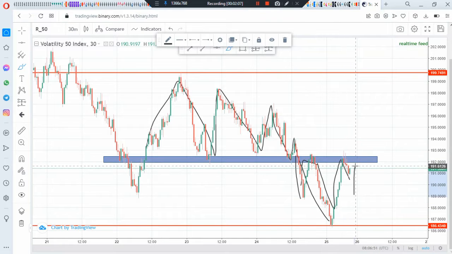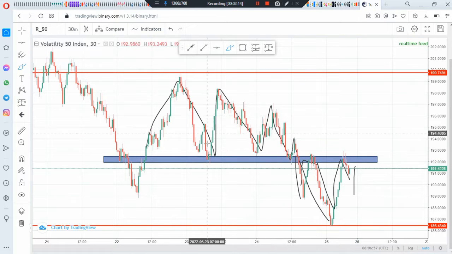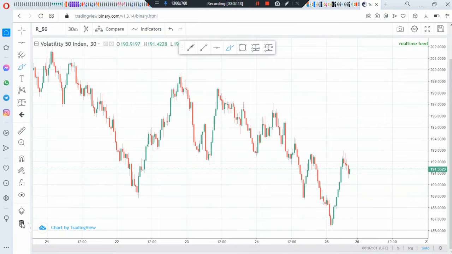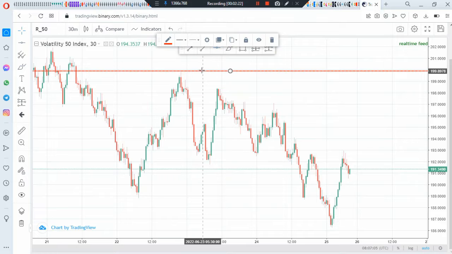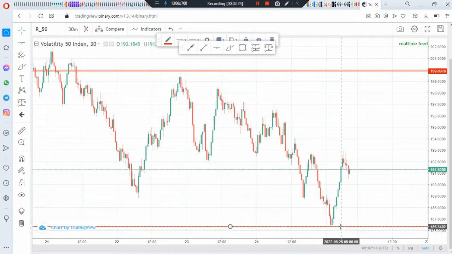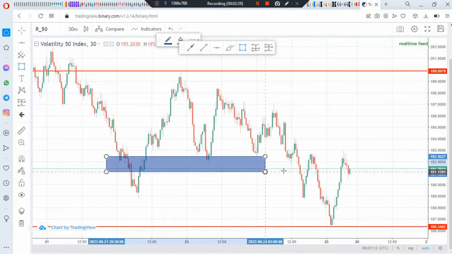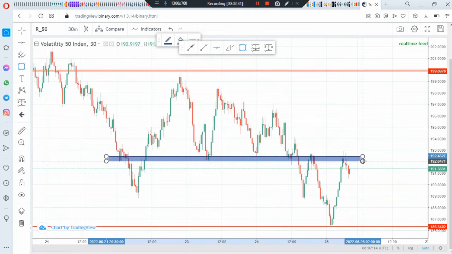So what are we waiting for? We're waiting for it to break above this line here. Let me just remove everything. So what did I say? I said you first identify your highest area, then your lowest area, then you identify your demand and supply area or line that is here. So I'm waiting for this to break above.